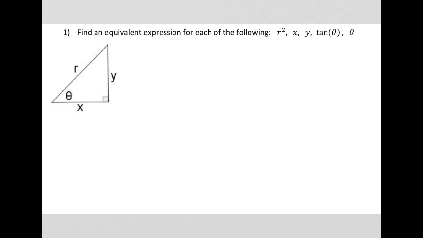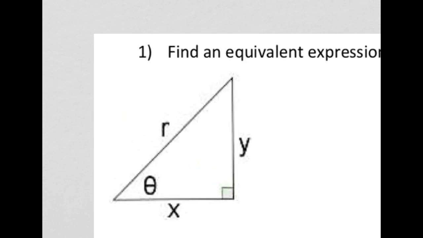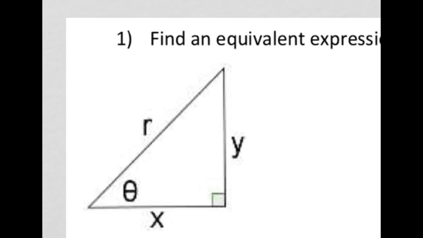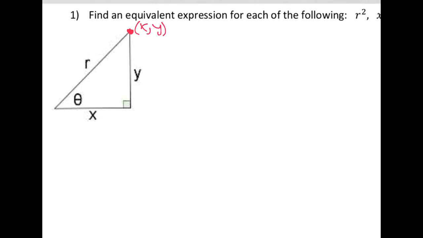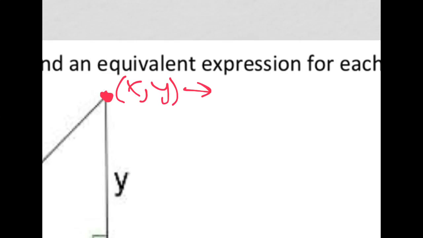Problem number one, want to find an equivalent expression for each of the following: r squared, x, y, tan theta, and theta, based off this little right triangle diagram here. Now real quick, essentially what we're saying is we're talking about this Cartesian point right there, x comma y. And what we're going to do is we're going to look at how we can express that same point in a different way. We're going to express it using polar notation, r comma theta.